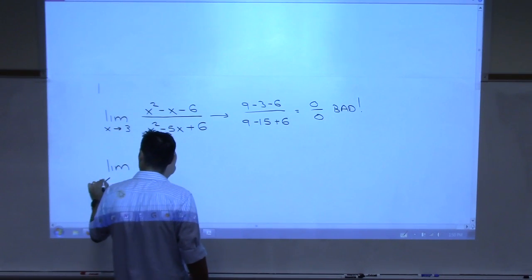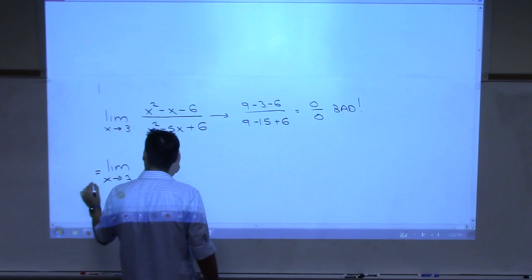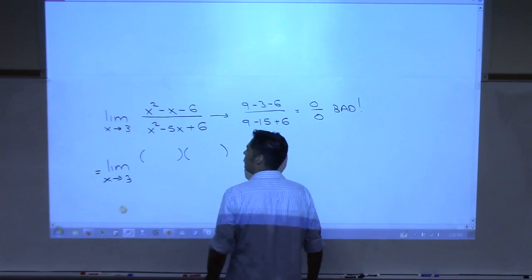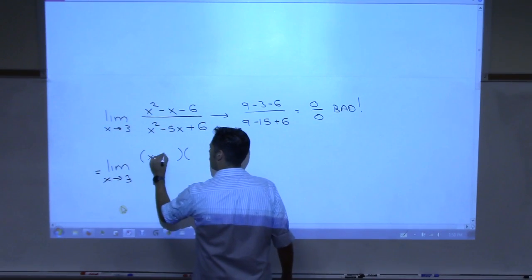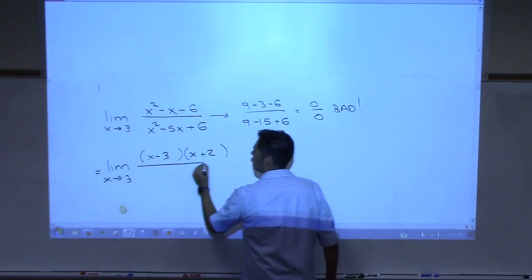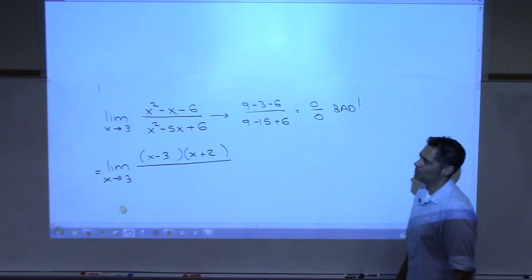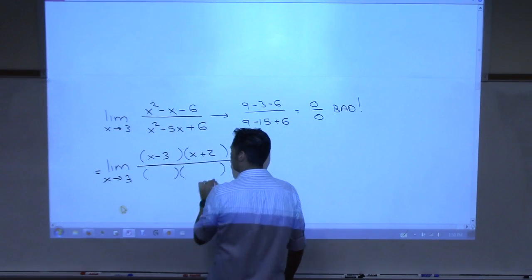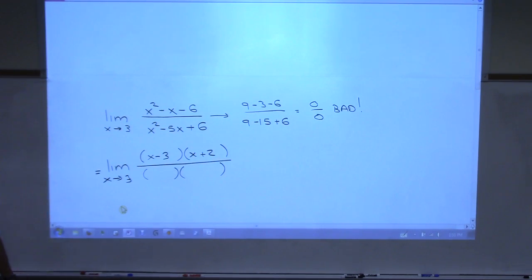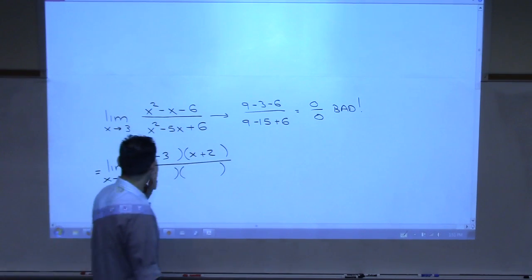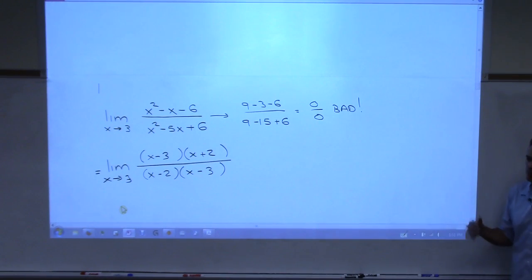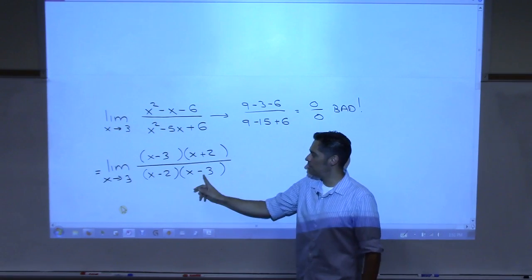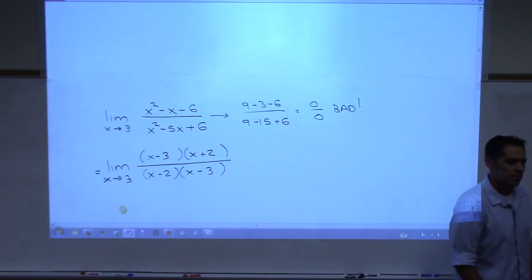So this limit, as x approaches 3, is, let's see, what is that up top? x minus 3, x plus 2. And the denominator? I'm hearing different things here. x minus 2, x minus 3, because the middle is a -5. Yeah, -2, -3. That's why I gave this one. That bottom one is always tricky. People get caught up on it and they think it's 6 and -1, or -6 and +1, but it's not. It's because it's a +6. These both have to be negative, right?